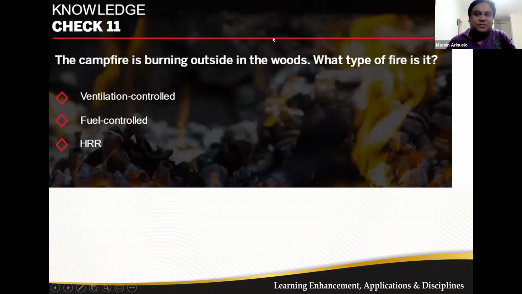Okay, another question. The campfire is burning outside in the woods. What type of fire is it?